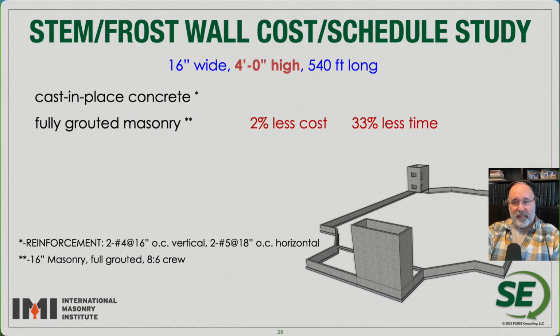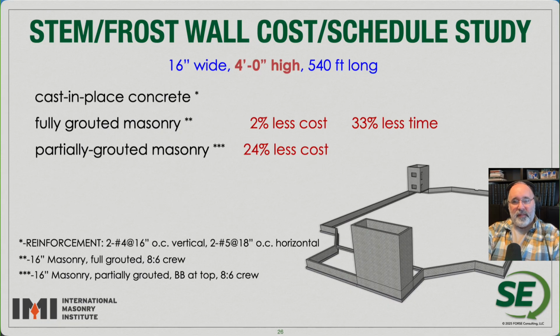Let's go ahead and go to the partially grouted masonry. If we need it to be waterproof, we can waterproof it. Then we have a 24% savings on cost and a 50% savings on time. We're saving a lot on setting forms and stripping forms; we just don't need to do that with masonry. We set the block, we pour the grout, and we move on.